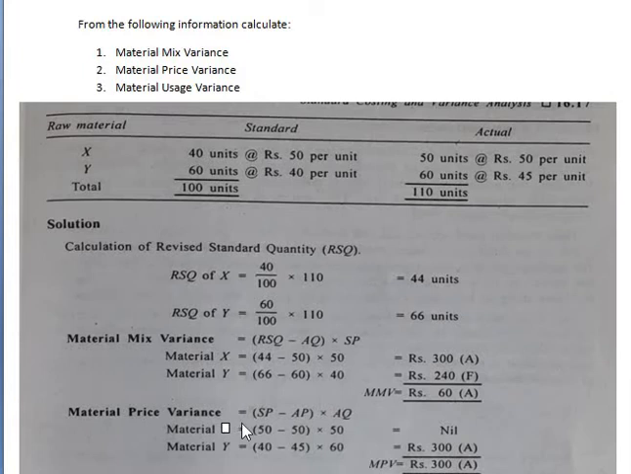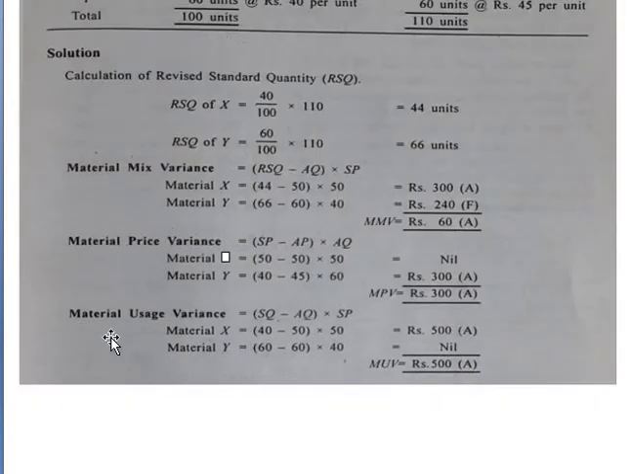Now if you look at the material price variance, the formula is standard price minus actual price into the actual quantity. The standard price for X is 50, the actual price for X also is 50, and the actual quantity is 50. So we'll get here nil. Then for material Y, the standard price is 40, the actual price is 45, and the actual quantity is 60. So we'll get here 300 adverse since it is a minus sign.